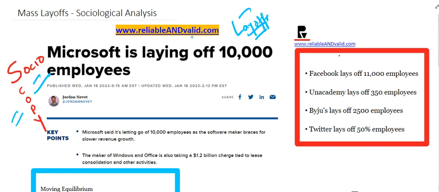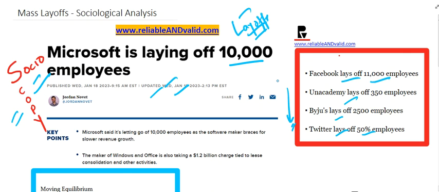If you look at these news snippets, Microsoft is laying off 10,000 employees, and the box on the right hand side has the facts and data about other companies. Facebook 11,000 laid off, Unacademy, Byju's, Twitter 50% of the employees. So these are evolving situations. By the time you watch this video, these companies might have laid off more than this number.